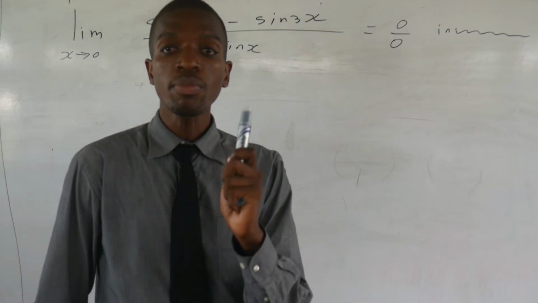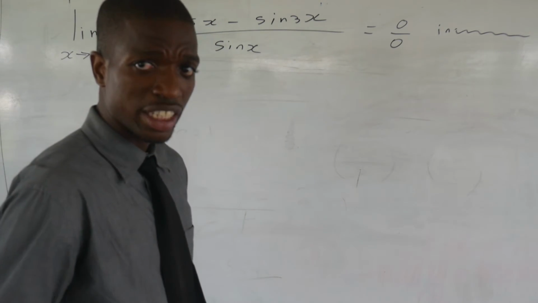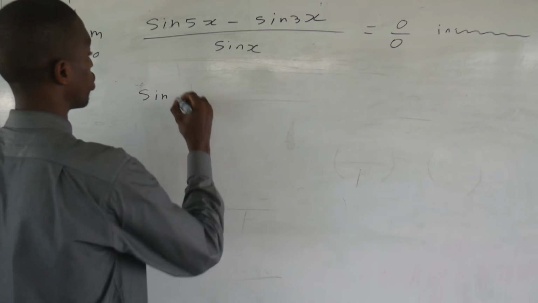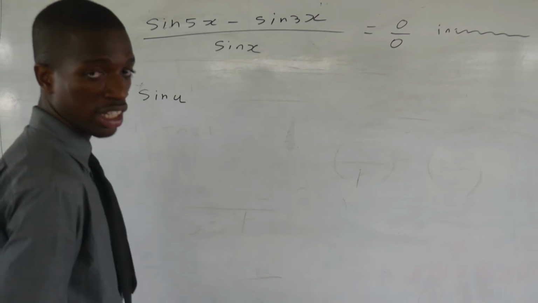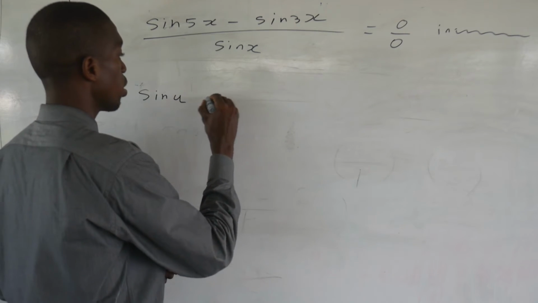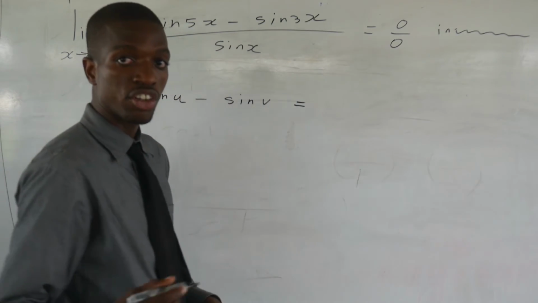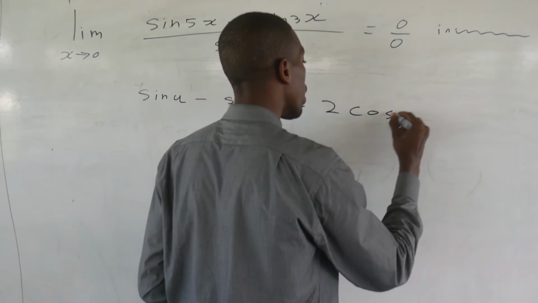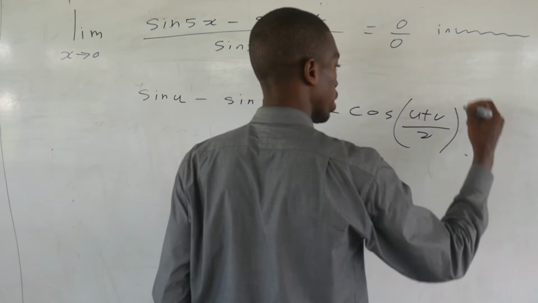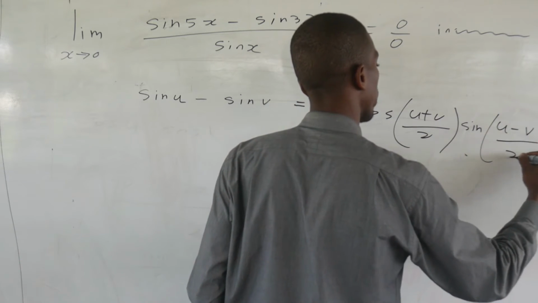Replace with a sum to product identity. So the sum to product identity is, we see that sine of u minus sine of v could be written as 2 cos of u plus v over 2 multiplied by sine of u minus v divided by 2. It doesn't matter what is inside the sine.